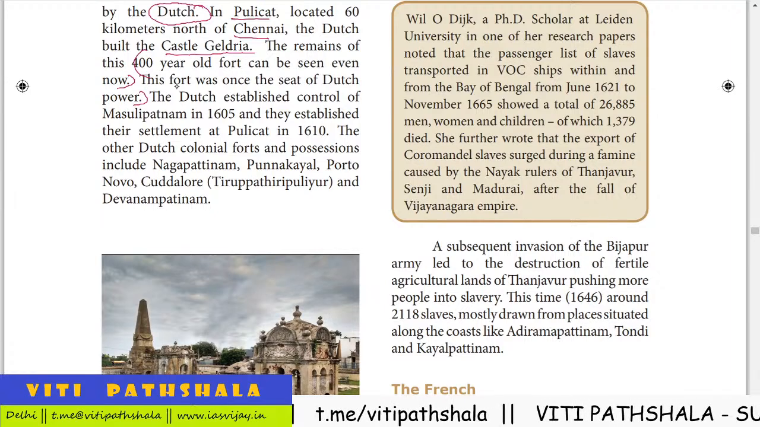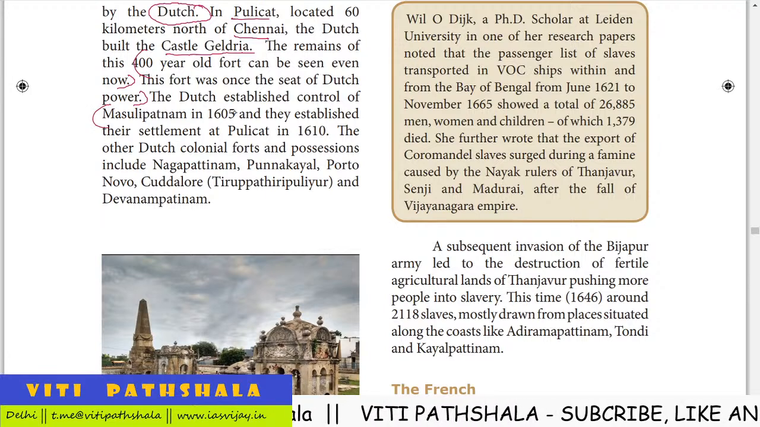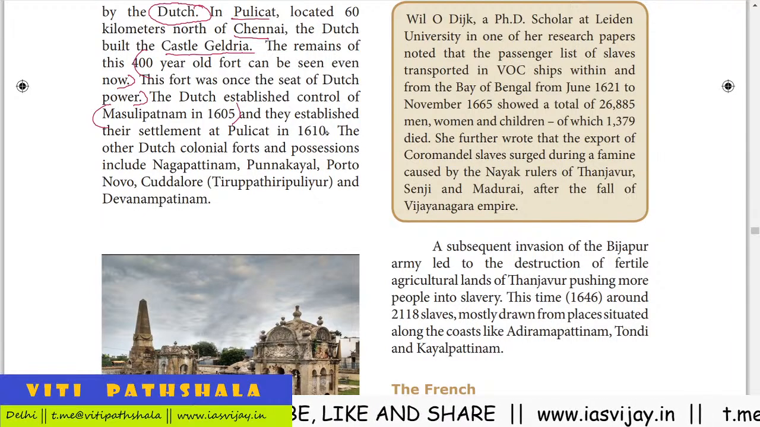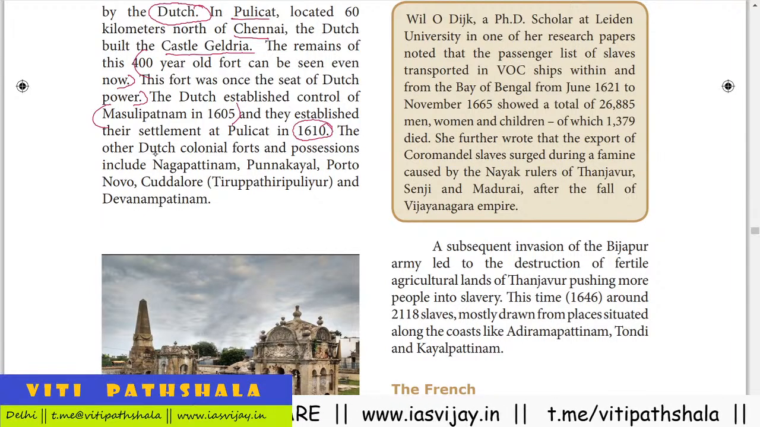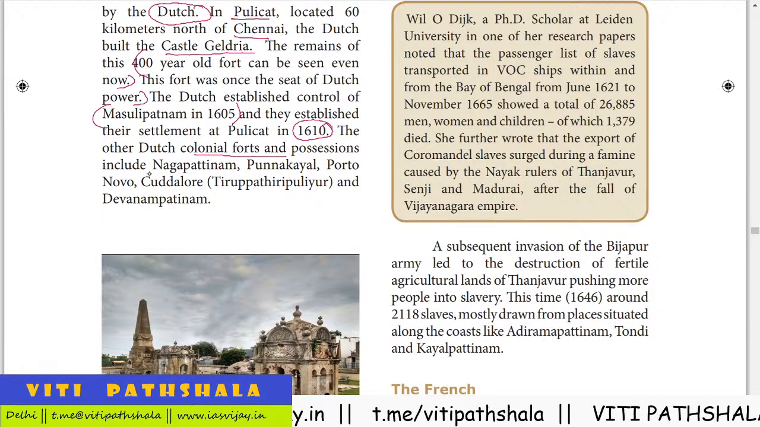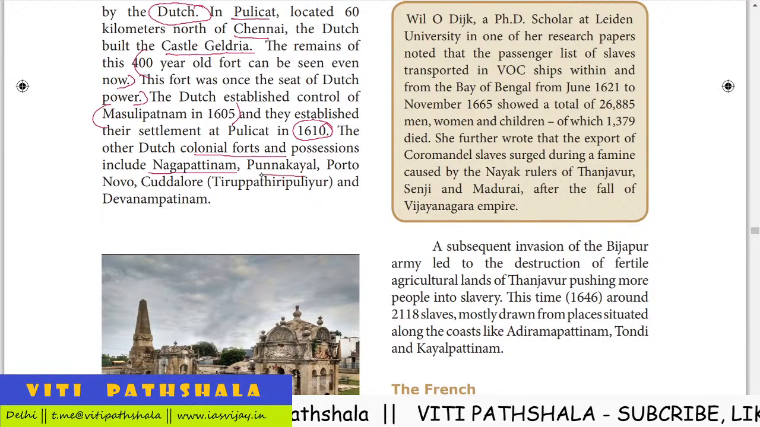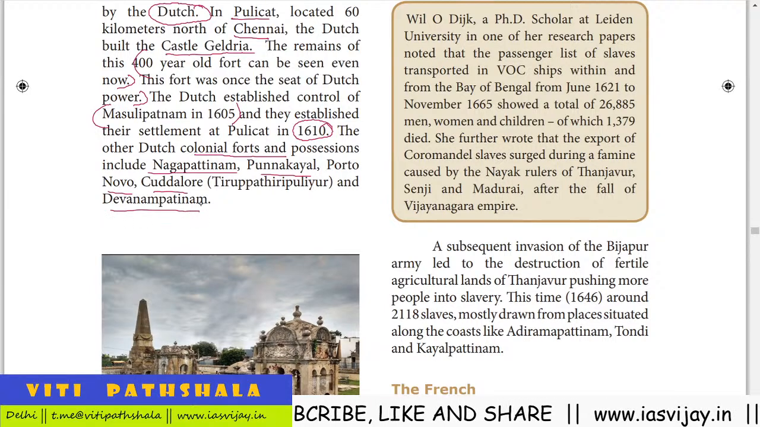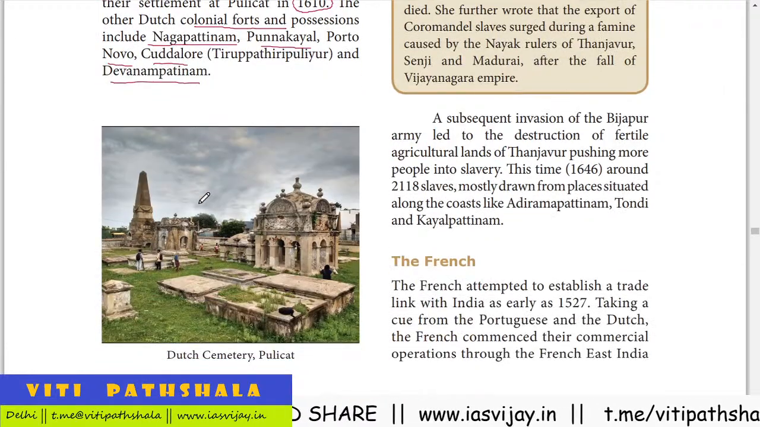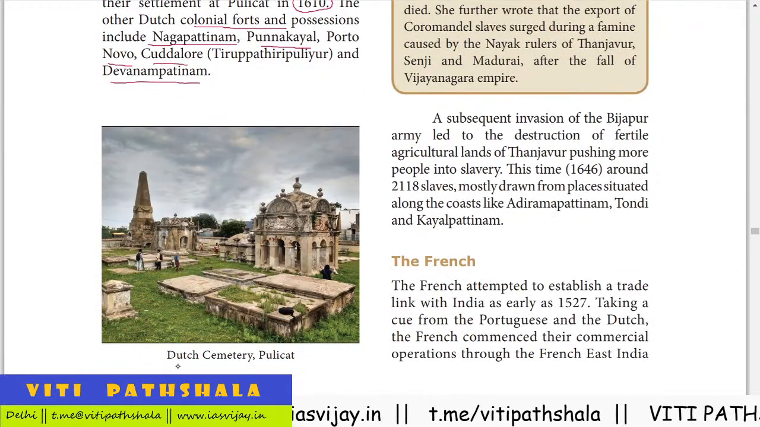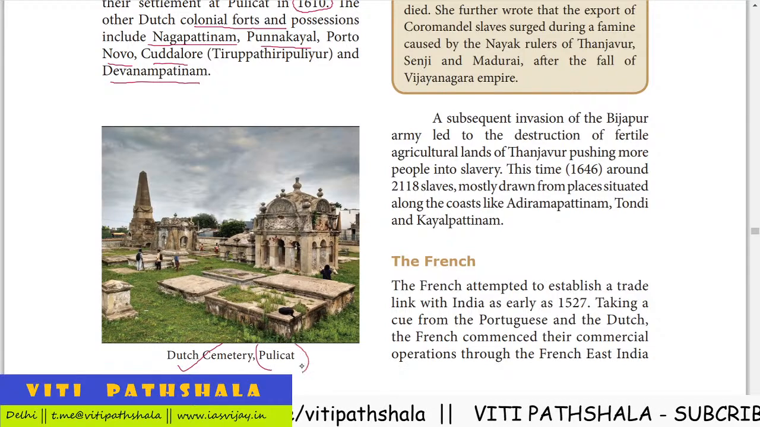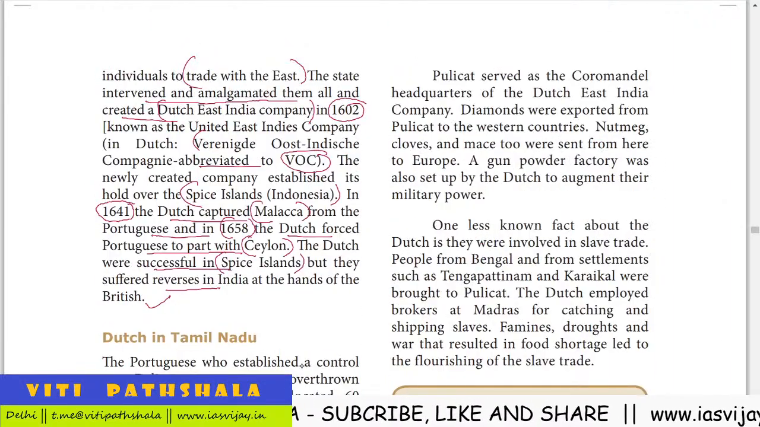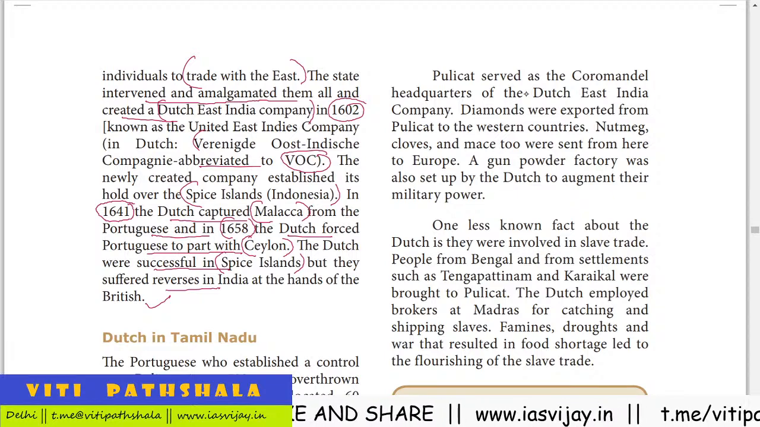The Dutch established their control in Masulipatnam in 1605 and they established their settlement at Pulicat in 1610. The other Dutch colonial forts and possessions include Nagapattinam, Punnakayal, Porto Novo, Cuddalore and Devanampattinam. So you can see this is a Dutch cemetery at Pulicat, the remains of the Dutch. Now Pulicat served as the Coromandel headquarters of the Dutch.